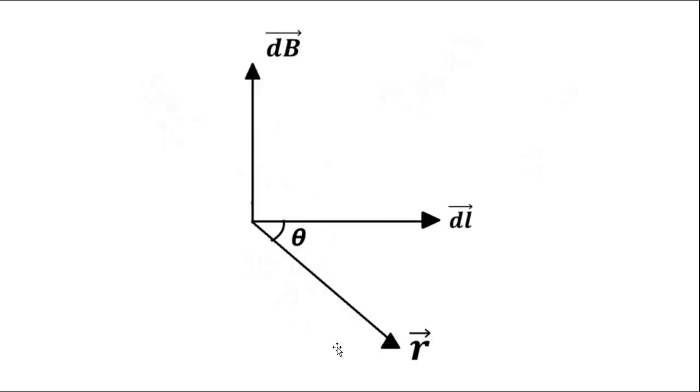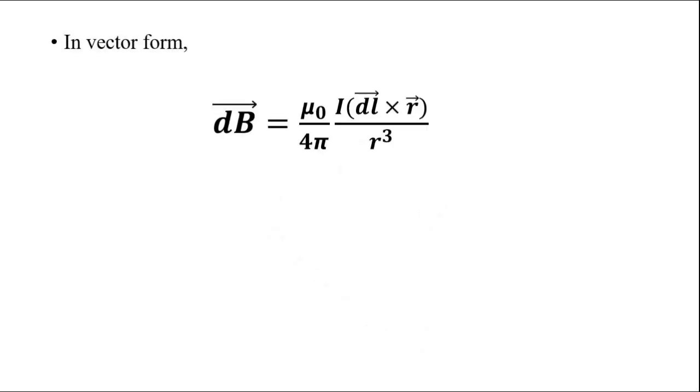The dl vector and r vector are in one plane, and the resultant magnetic flux density will be in the mutually perpendicular direction to that plane, perpendicular to the plane where dl vector and r vector are contained. That is the rule of cross product. So please check the basic physics playlist also, where we have discussed everything related to vectors.